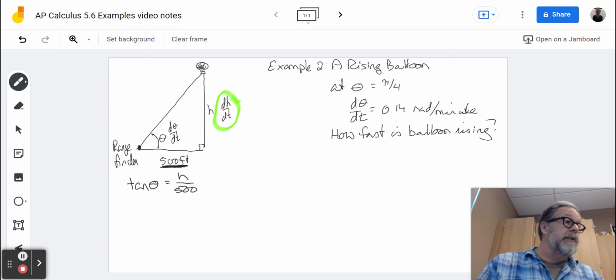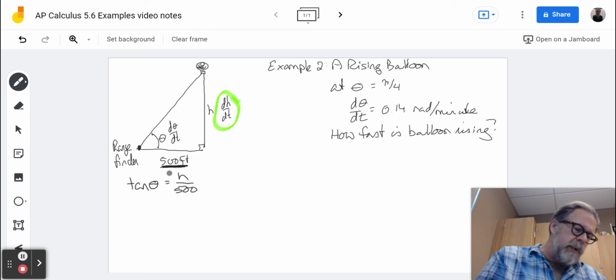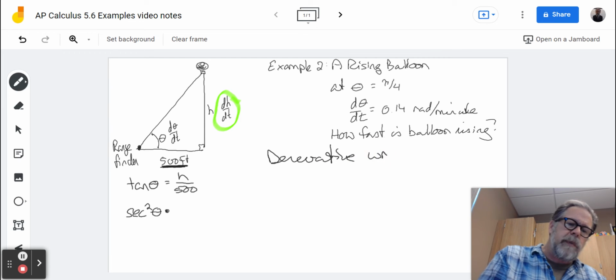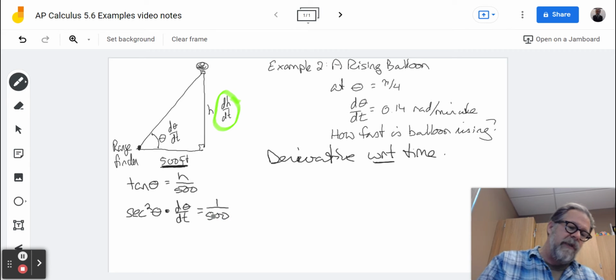And we're in a position now to say, okay, we have everything we need. Let's take some derivatives for rates of change. So we know that the derivative of tangent is secant squared theta. We're taking the derivative with respect to time, again, WRT, with respect to. Which means we're going to have to use the chain rule here. So we've got times the derivative of the angle with respect to time. Divided by 500 is the same as multiplied by 1/500th.